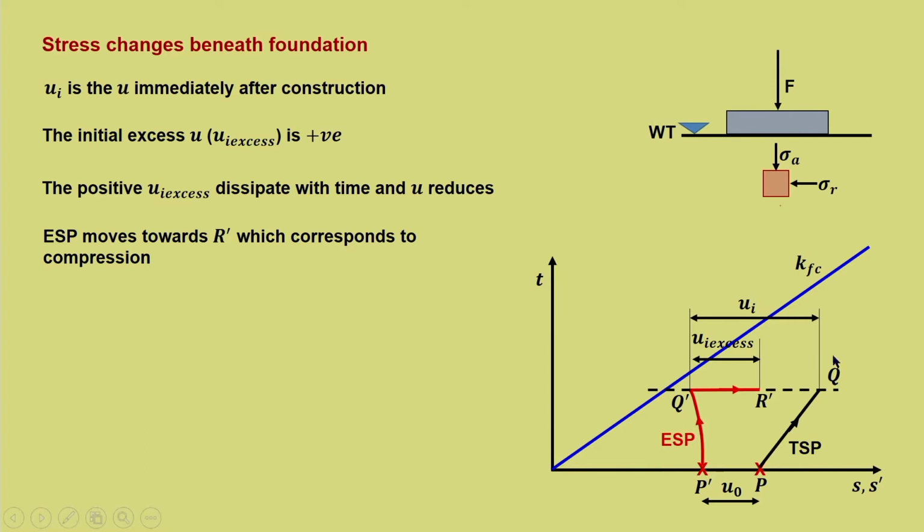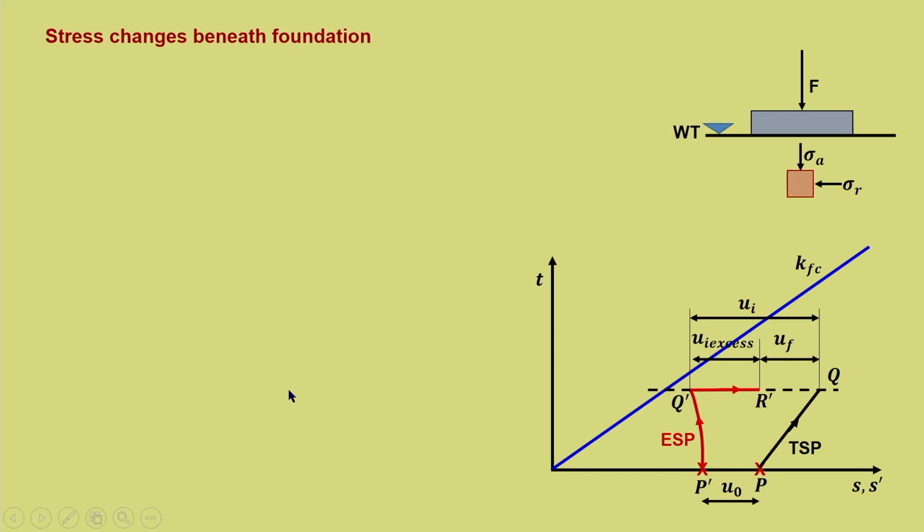So, what is then left out? That will be more or less equal to U naught, that is the final equilibrium pore water pressure. So, there is an increase in S dash, and the final equilibrium pore water pressure is UF. This is the final value, that is where the effective stress path stops. So, UF is the equilibrium pore water pressure which happens after the dissipation of excess pore water pressure.